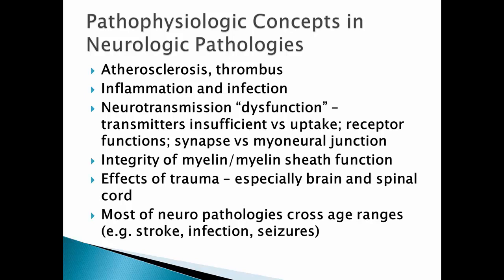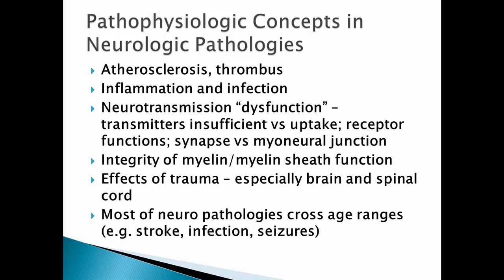Inflammation and infection are also important. In one of our lectures, we'll talk about meningitis versus encephalitis, so that idea of inflammation and infection becomes very important. We also need to think about neurotransmitters, and whether or not those neurotransmitters are dysfunctional. Is it because the neurotransmitters are insufficient, or are they not being taken up? Could this be a receptor function issue? Is the receptor faulty, or is the receptor unable to respond to the neurotransmitter?